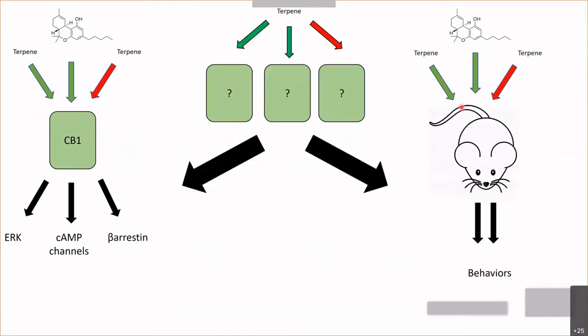And then, of course, we have the question of what mechanisms the terpenes are working through to accomplish these changes in vitro and in vivo. And that's something we'll get into as well. So what we're going to do is start with the in vivo. We're going to start with the animal model and see what that shows us.